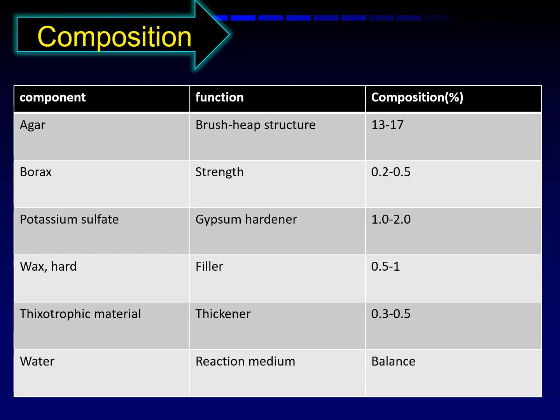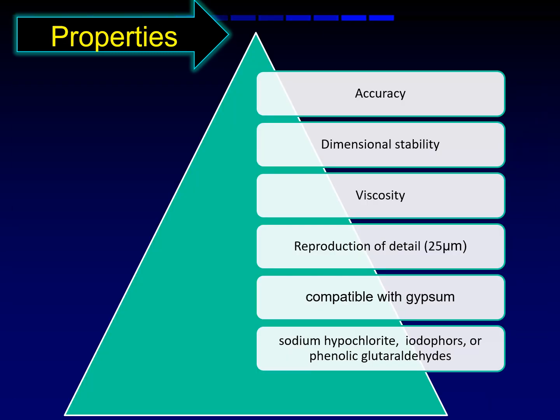And coming to the composition, the major ingredient is agar, which is responsible for the brush heap structure, and borax, which is a strengthening agent, and potassium sulfate, which is the gypsum hardener, and wax is the filler material, and the thixotropic material gives thickness, and water is the reaction medium.